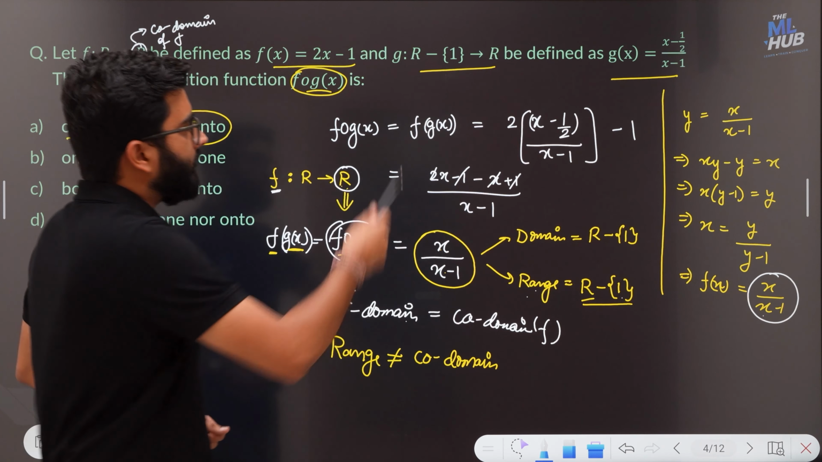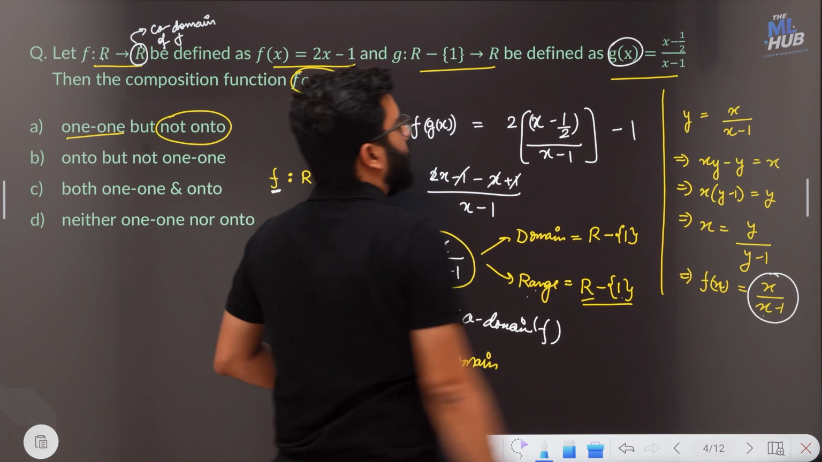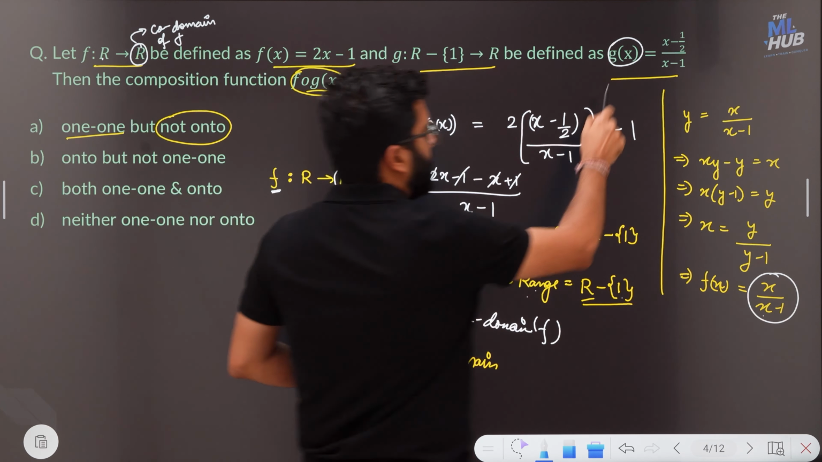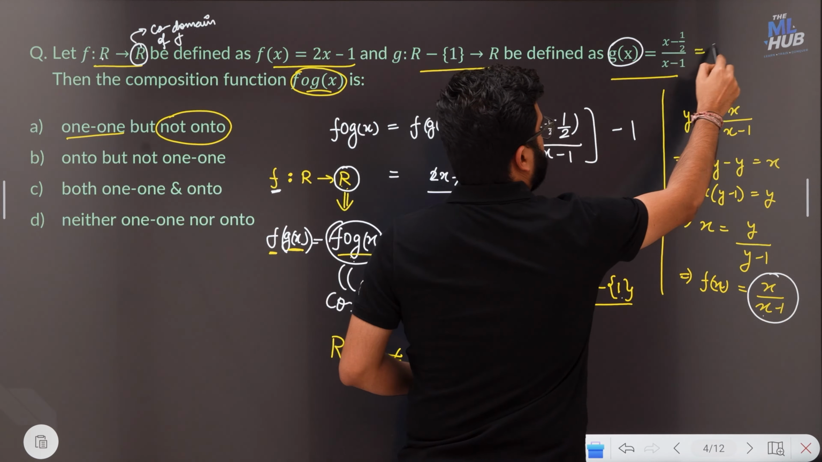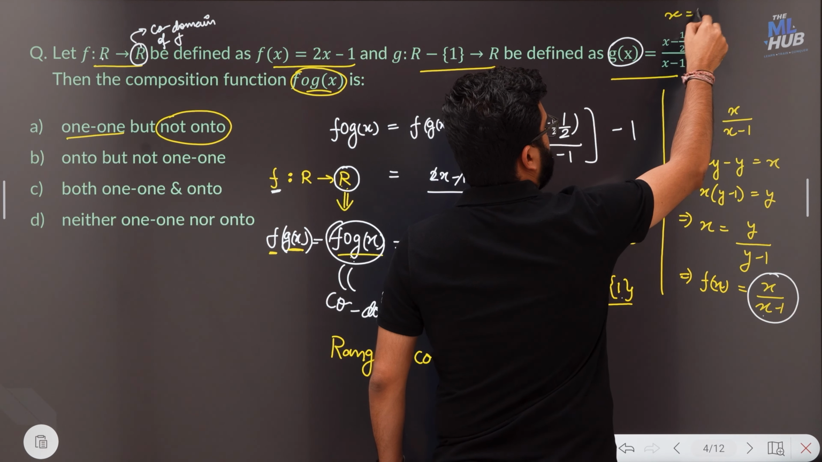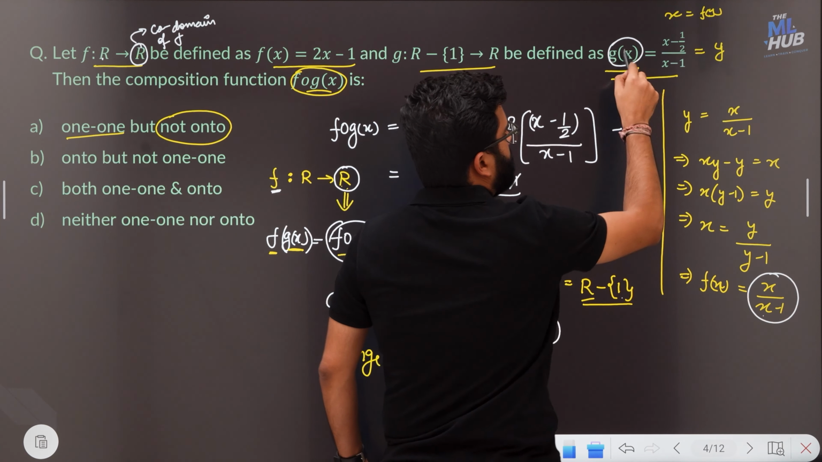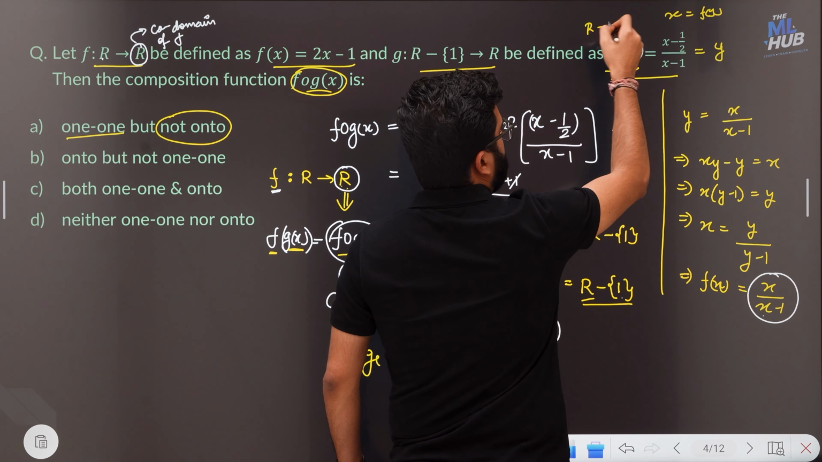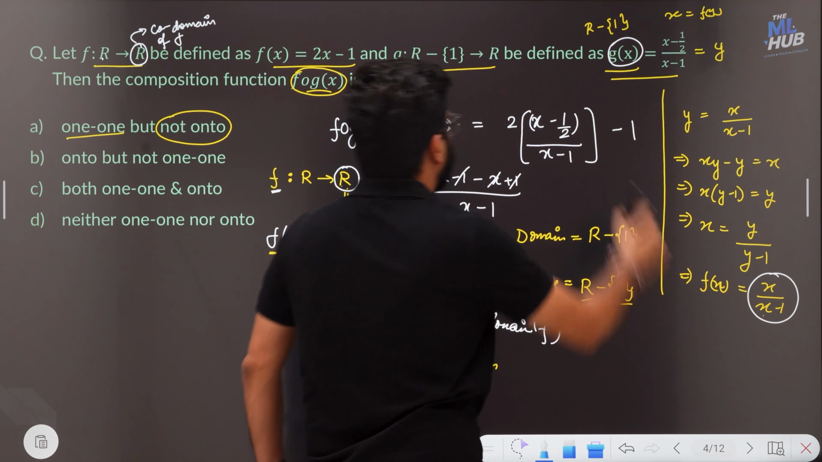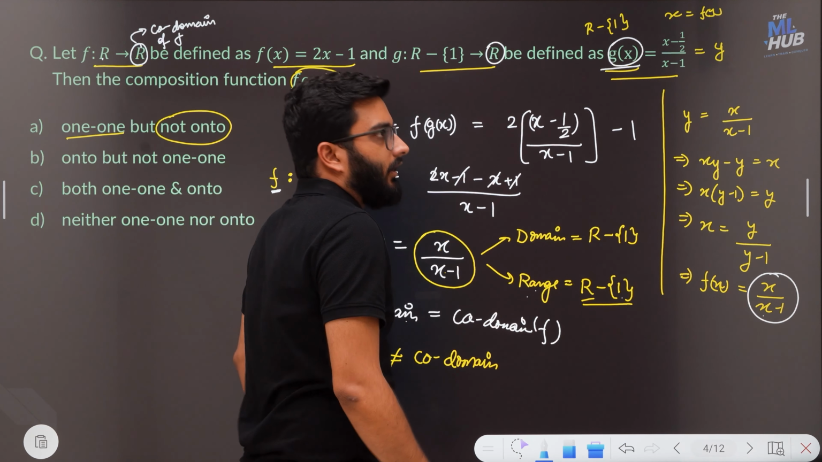Alright. So can we similarly say whether g of x will be an onto function or not? Again the same: if you replace it with y and try to form the equation x in terms of y, you will find that the range of g of x will be R minus 1. 1 won't be part of the range, but the codomain is defined as R. So g of x is also not an onto function.